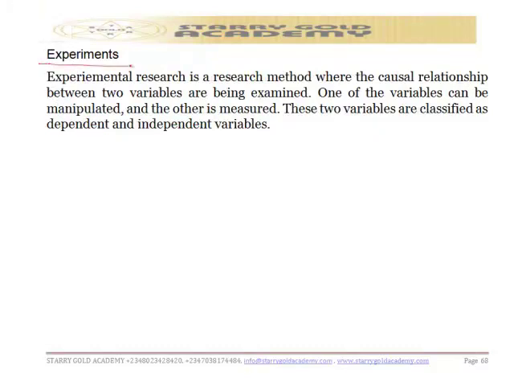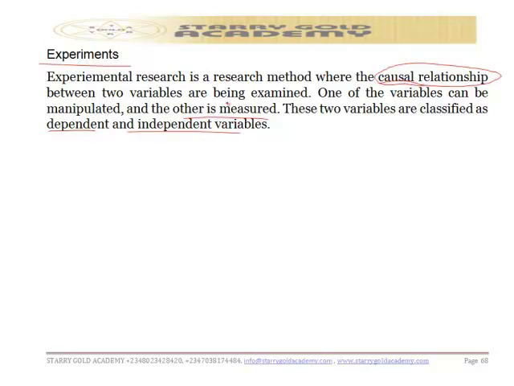And also we have experiment. Experiment is another source of data gathering or information gathering. We are talking about experimental research. This is a kind of research method where the causal relationship between two variables is being examined. The causal what? Relationships. This is all about experiment. You want to know what caused what and what is the effect of that. Understand? So one of the variables will be manipulated and the other is measured. These two variables are classified as dependent and independent variables.